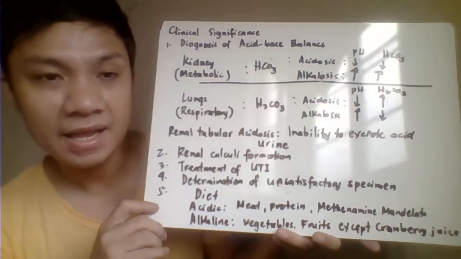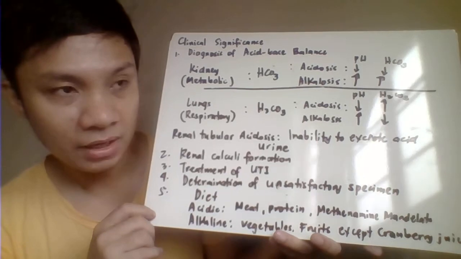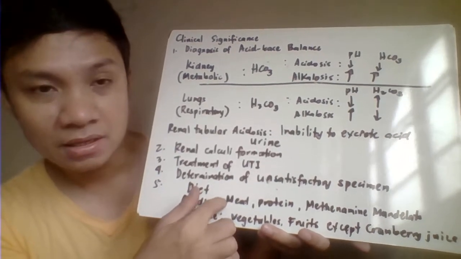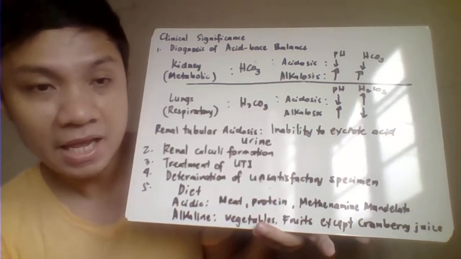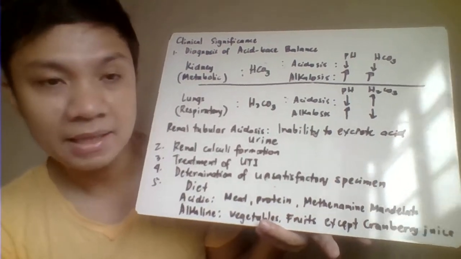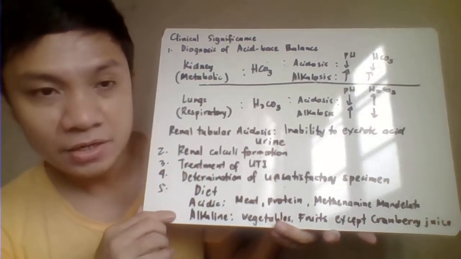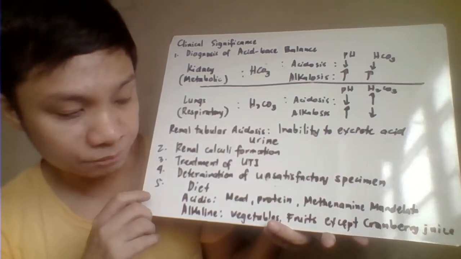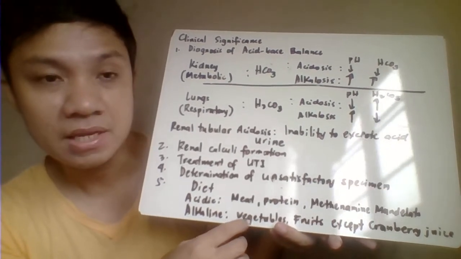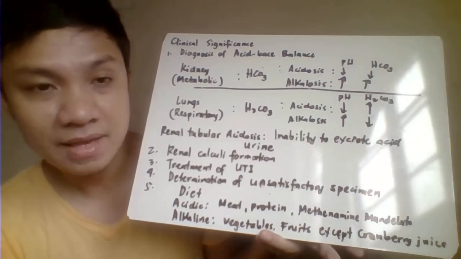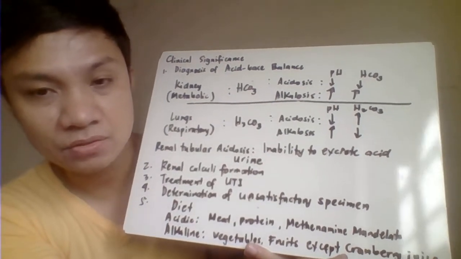Another one, your diet and your medications also try to affect here the urine pH. Okay, in the case of your acidic urine, so high meat diet, high protein diet, and medications like your methenamine mandelate would produce here an acidic na urine. Alkaline urine here most likely for those vegetarian diet and for those eating here high fruits except your cranberry juice that would produce here an acidic na pH.